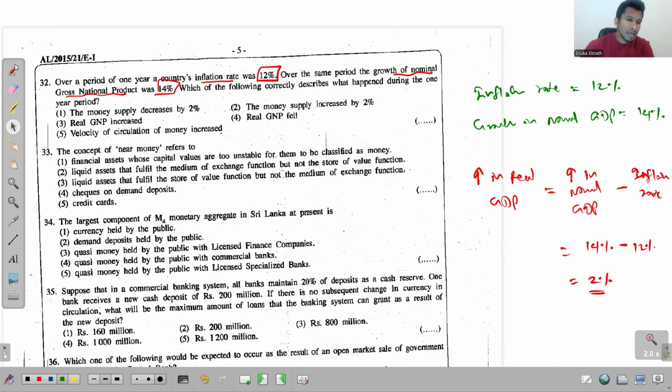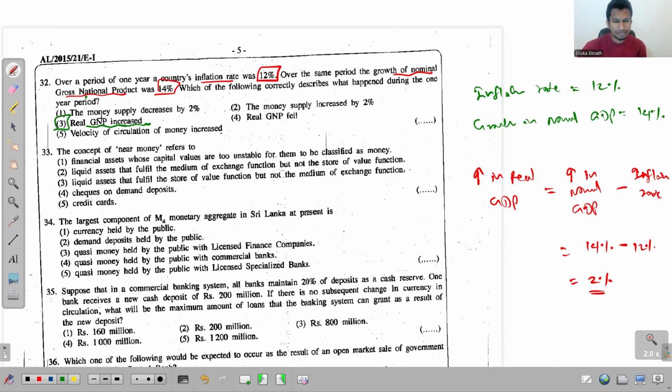The third one, real GNP increased. Yeah, so it is not GDP, it's the gross national product. So there's no difference in the calculation. You just take the increase in nominal GNP, and from that you deduct the inflation rate. So the answer will be just 2%, and that's a positive value. So what has happened then? The real GNP has increased.